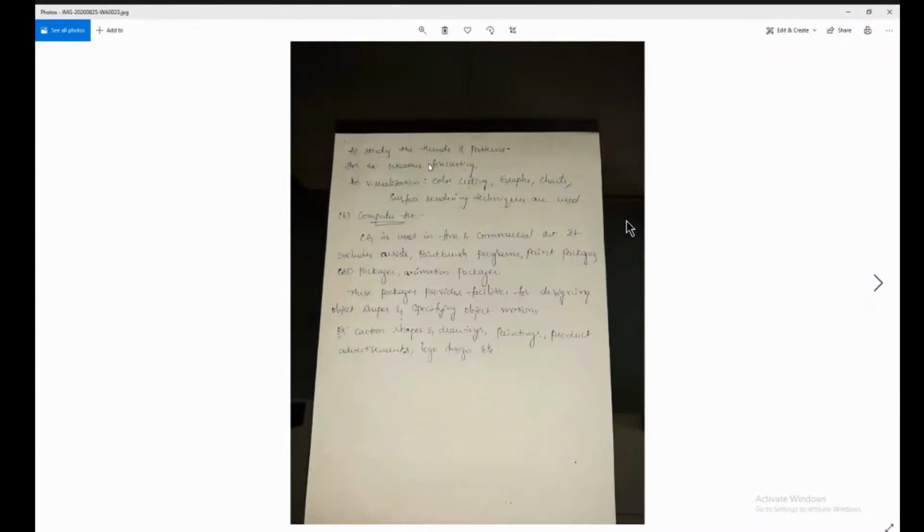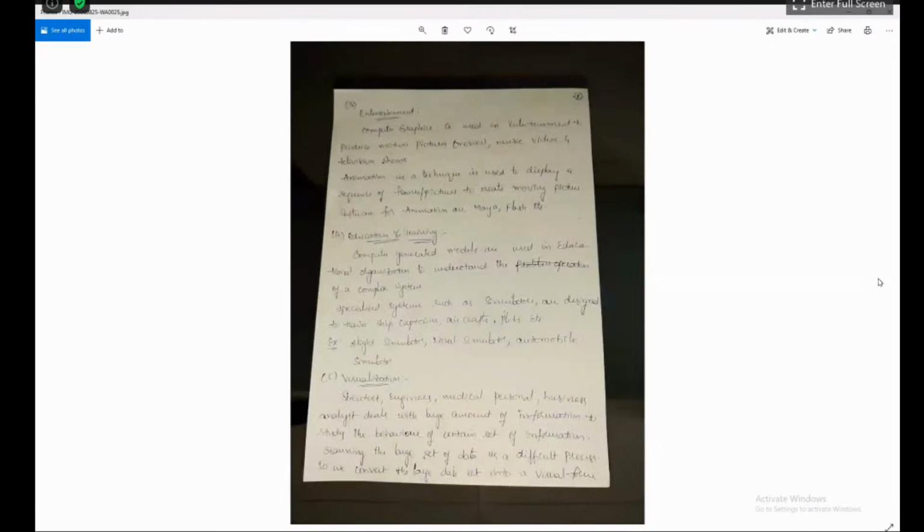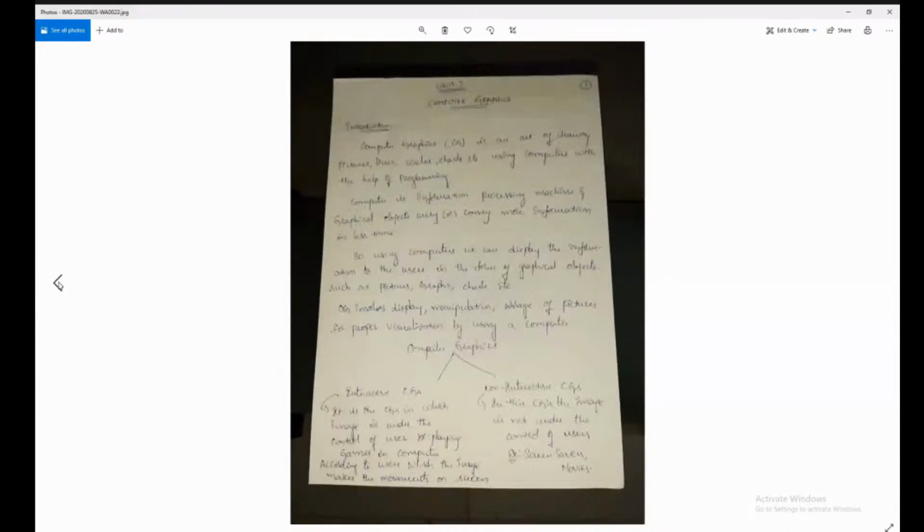So if you have seen, these are computer aided design. The second application, presentation graphics or graphs, entertainment, education and training, visualization, and the last one is computer art. Of course, I have not written the seventh one here, image processing, which you can view at the time of giving the notes. Okay, so hope you are clear about all these things.